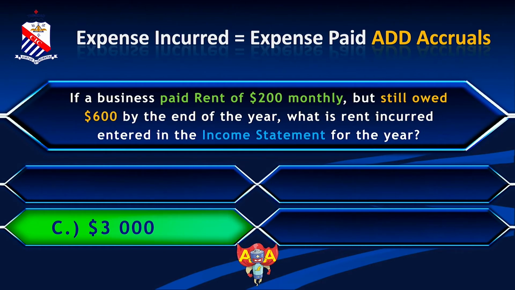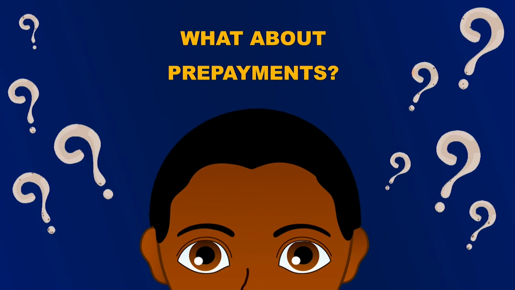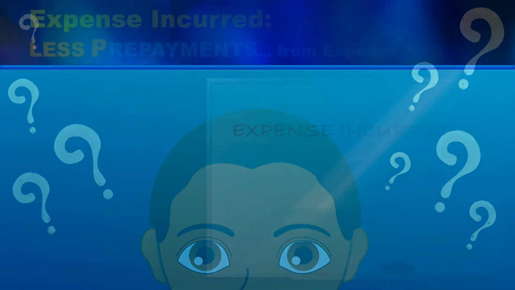This one, you just had to find out the annual amount or the yearly amount. 200 multiplied by 12, which is 2,400. Add accrual of 600, 2,400, add 600 gives you 3,000, and that is the amount that goes into the income statement. Easy.